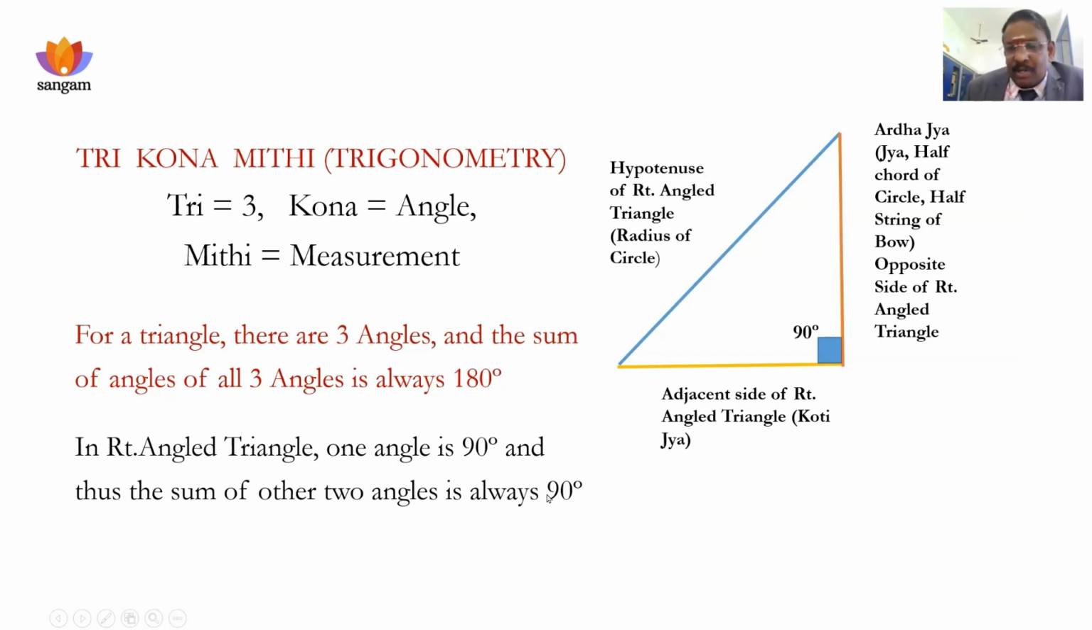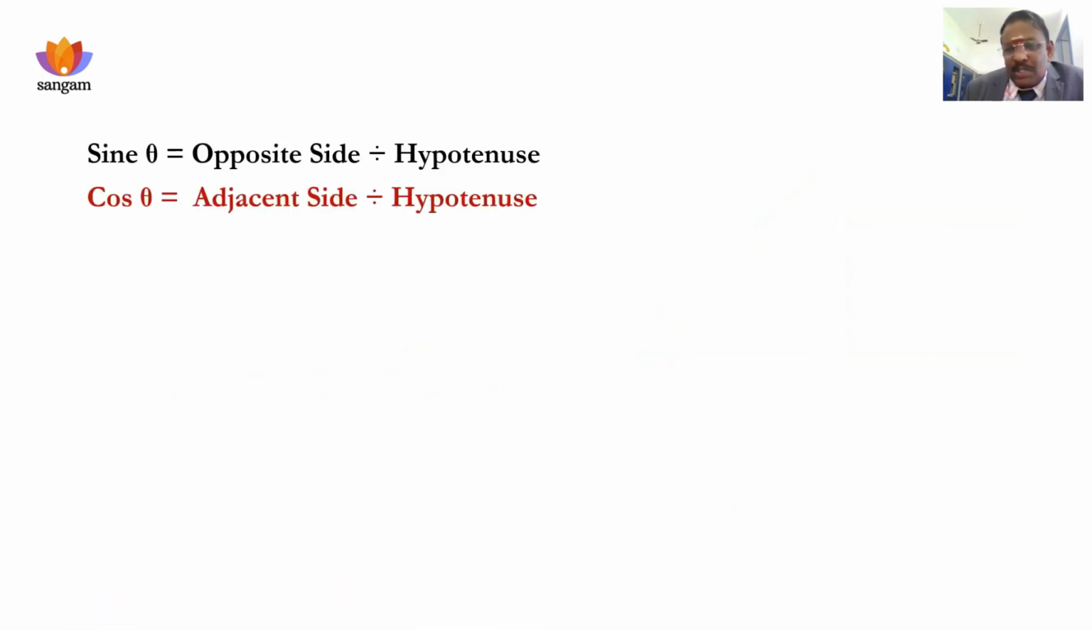This is another basis we have to understand. If you see, sine theta is nothing but opposite side divided by hypotenuse. That is elementary trigonometry we know. So R ardha jya divided by radius of the circle. And what is cos theta? Cos theta is adjacent side divided by hypotenuse. Sine theta is opposite side divided by hypotenuse. We can understand this easily because we know it in school itself.